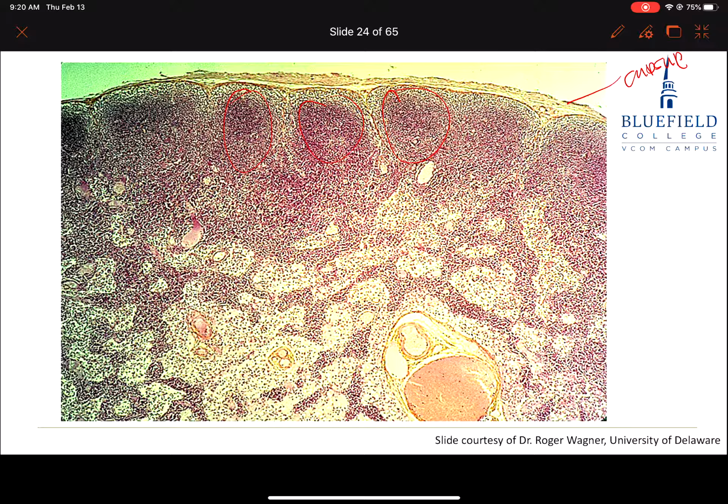and then down here is my medulla that contains the medullary sinuses, along with the medullary cords of lymphatic tissue. The cords will be down here within the medulla. The cords are the dark structures, the dark lines, thick lines of lymphatic tissue.